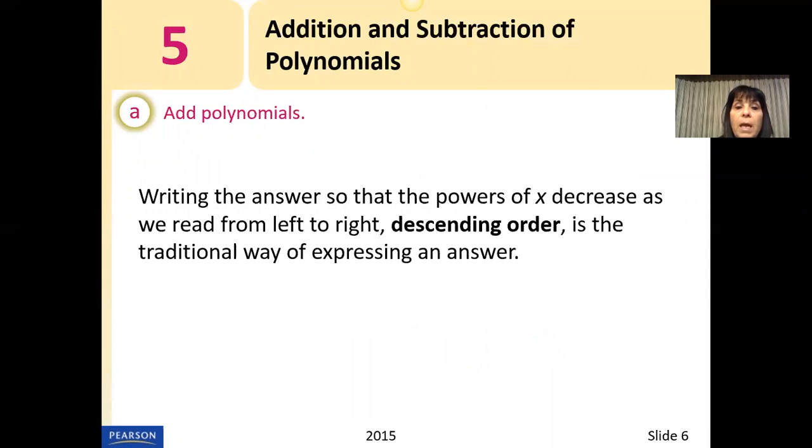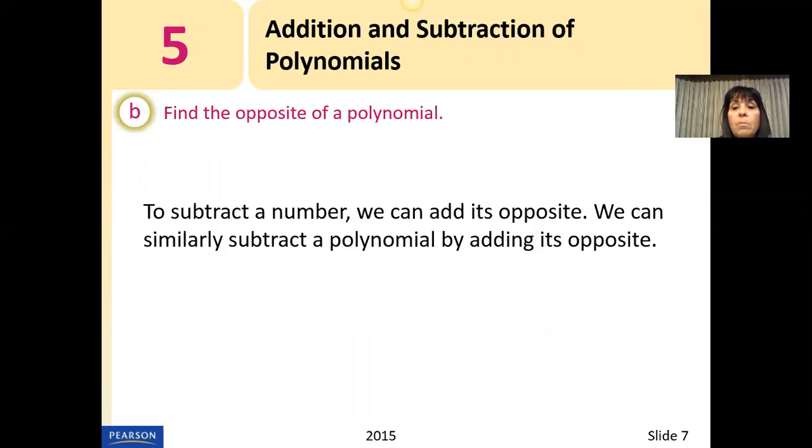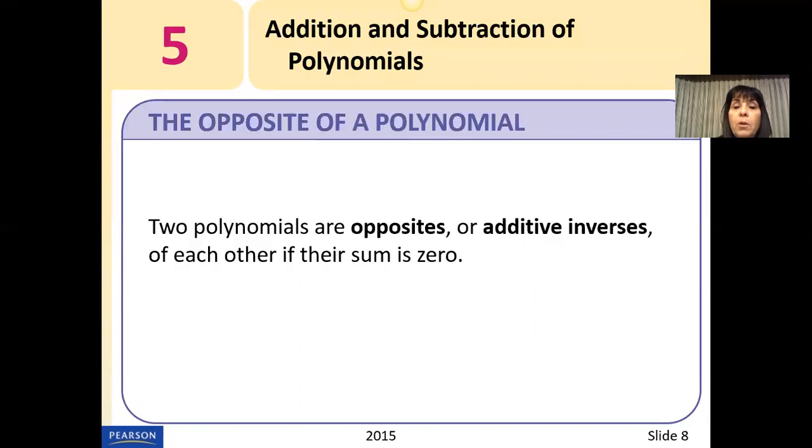When you have a polynomial, you try to write the powers so that they decrease from left to right. That is called descending order. So we'll try to write them in that order. If we want to subtract polynomials, we try to add their opposites. So again, to do a subtraction, we will find the opposite of the second polynomial. Two polynomials are opposites or additive inverses if their sum is 0, so they are negatives of each other.